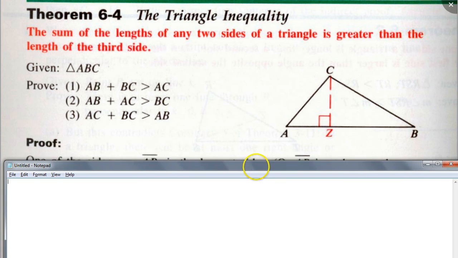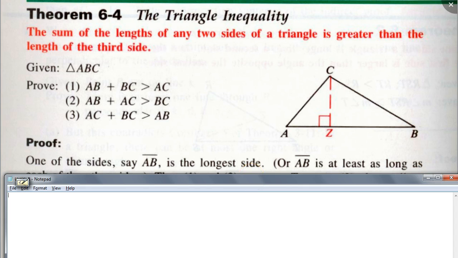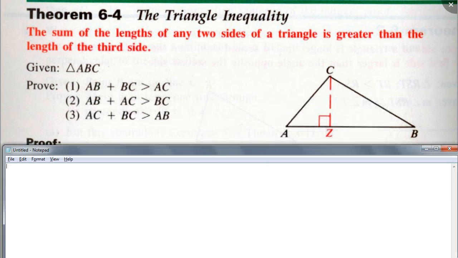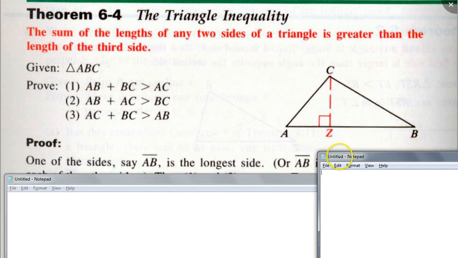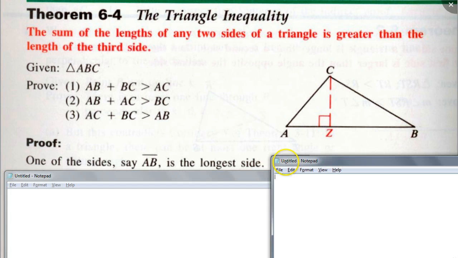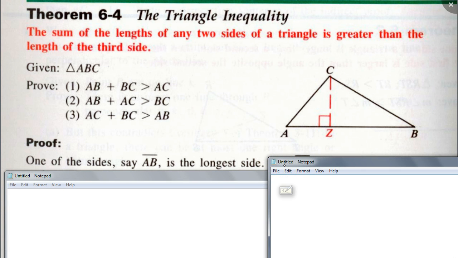Let's just assume that AB is the longer side of a triangle. Now, is this always true, that there's always one side that is the longest in a triangle? No. There's one case where it's not: equilateral. Then AB has to be the same length as the other two. So that's what they're saying.